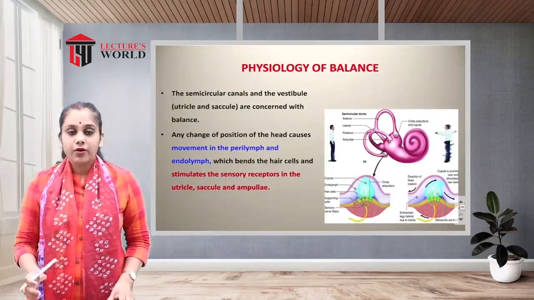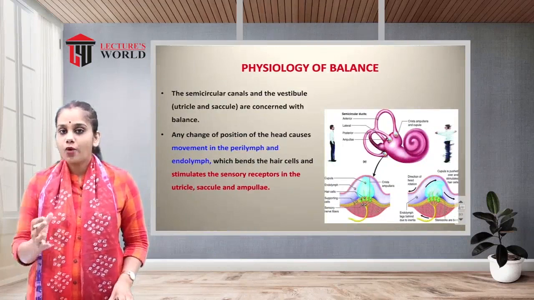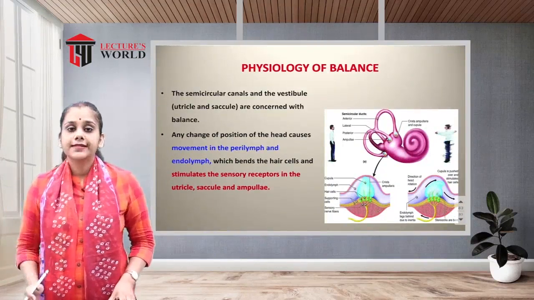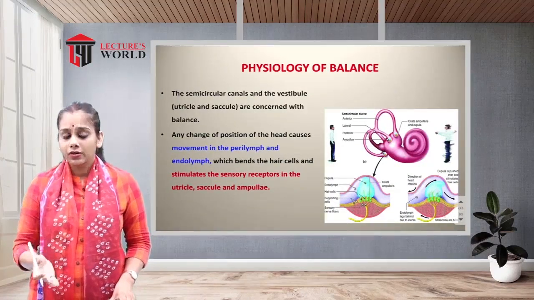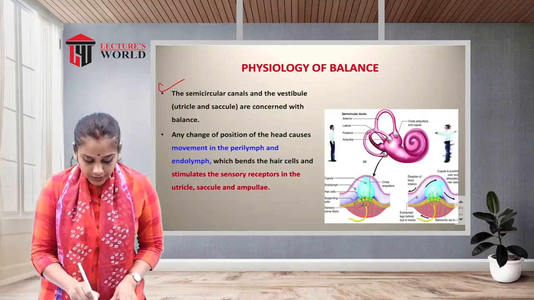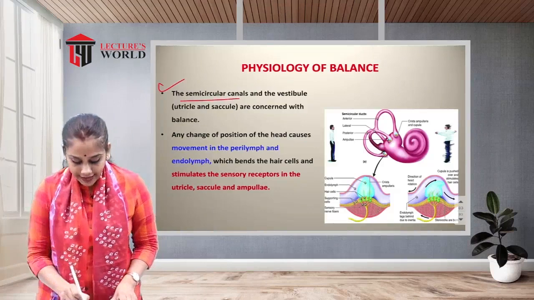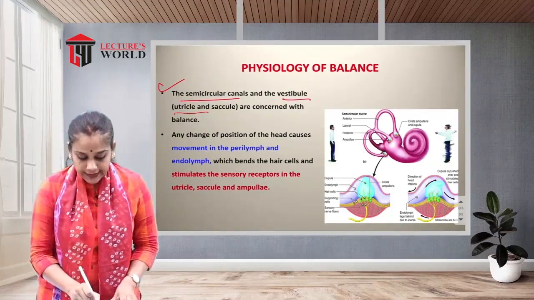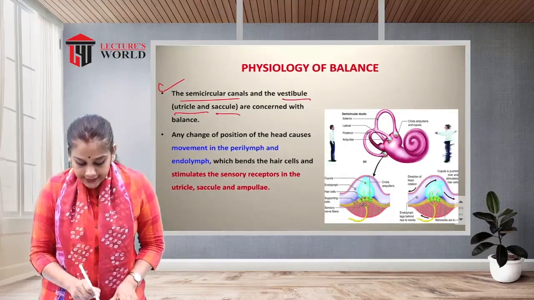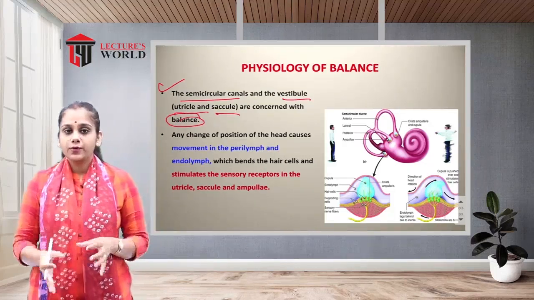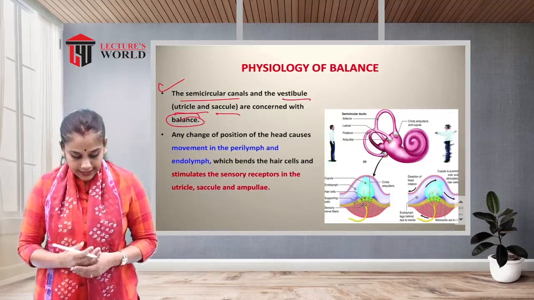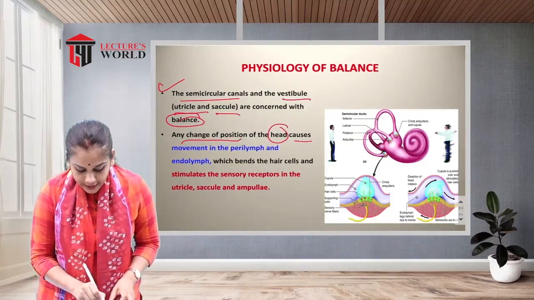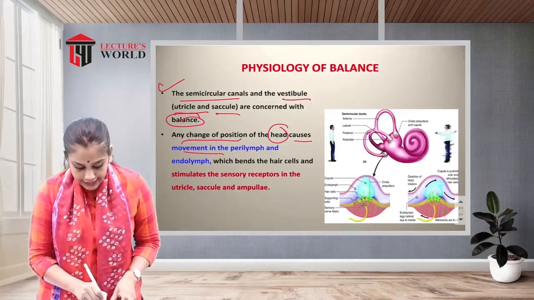Now let us see the physiology of balance. How are we maintaining balance, or how does a person do the coordination? The semicircular canal and the vestibule. In the vestibule there are two portions, the utricle and the saccule, that are concerned with balance. Any change of position of the head causes movement in the perilymph and the endolymph.